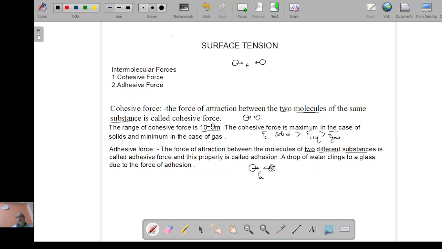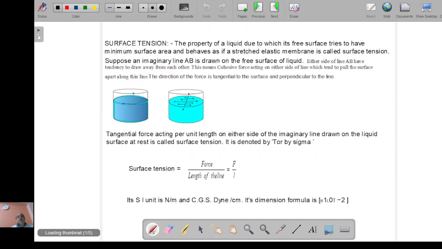Just as if we put a drop of water on a glass surface, the water clings to the glass surface because of the force of adhesion. We use different types of adhesives nowadays to cling two materials together, and they are called adhesives. So the intermolecular forces are of two types, cohesive and adhesive.